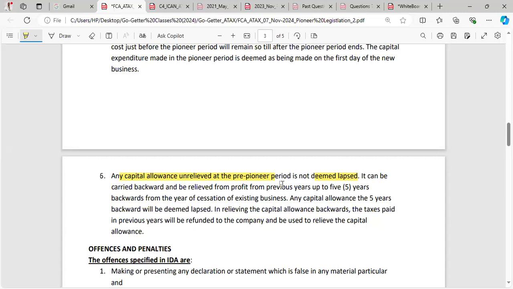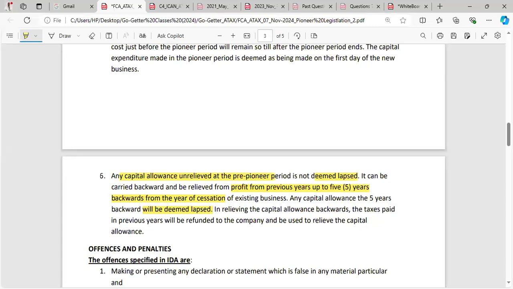But there is a rule in capital allowances that asks you to carry your capital allowances backward for 5 years. You have to carry them back to relieve the profits of the previous 5 years. Any capital allowances that you still cannot claim after that 5 years of carry back will be deemed lost or lapsed.